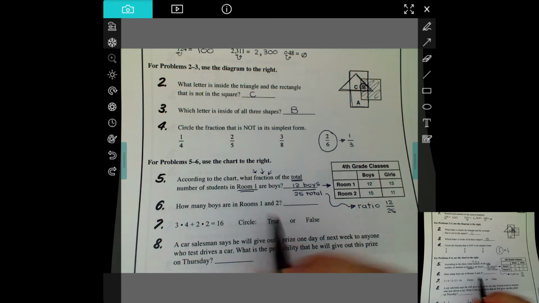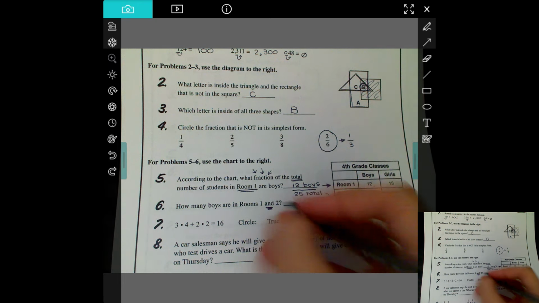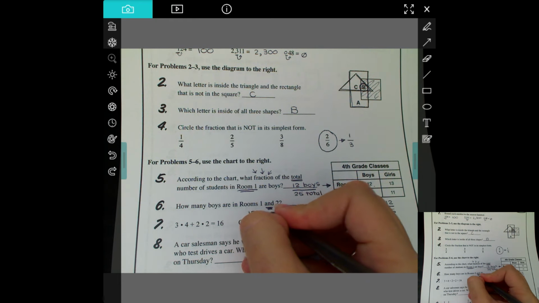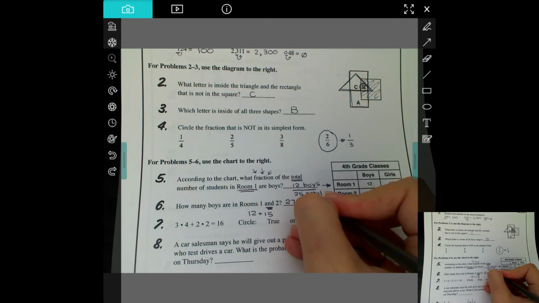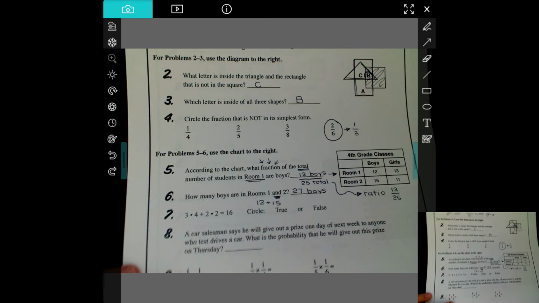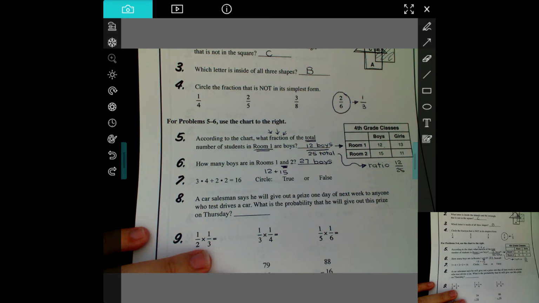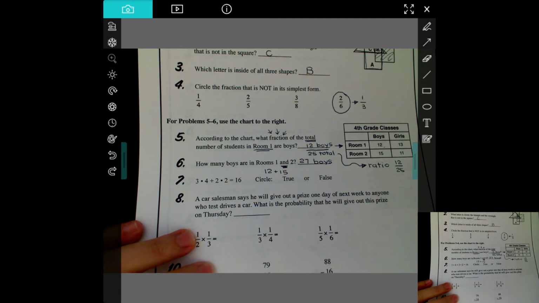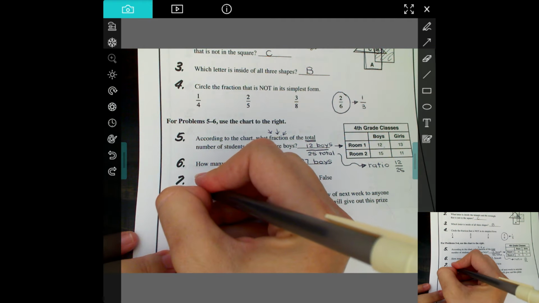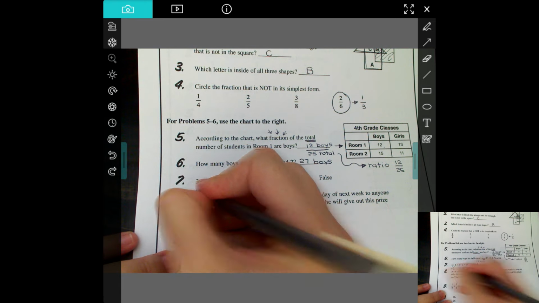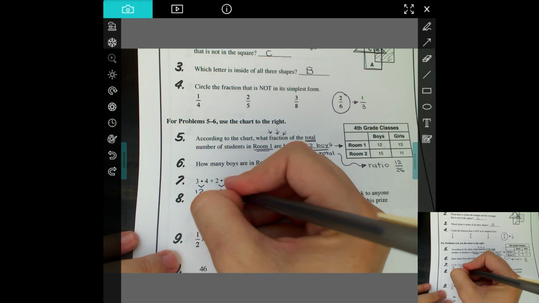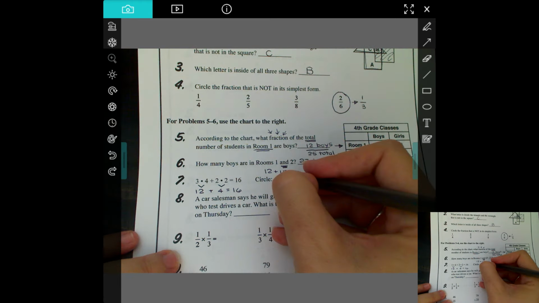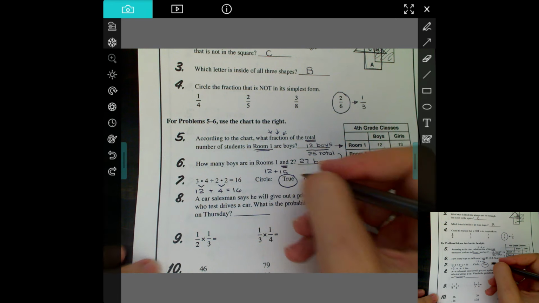How many boys are in rooms 1 and 2? I have 12 boys in room 1 plus 15 boys in room 2. That's a total of 27 boys. Number 7, we have order of operations. Order of operations is something we're going to get into in the next week, even though I know it's something you've done before. Order of operations would suggest that multiplication comes first. So 3 times 4 is 12. 2 times 2 is 4. And then we add 12 plus 4 is 16. So this is a true statement.